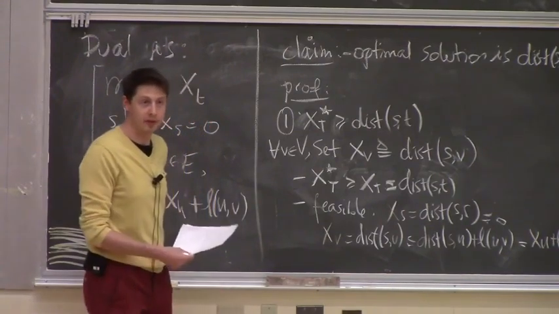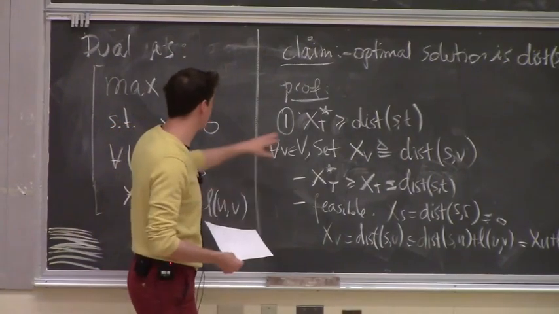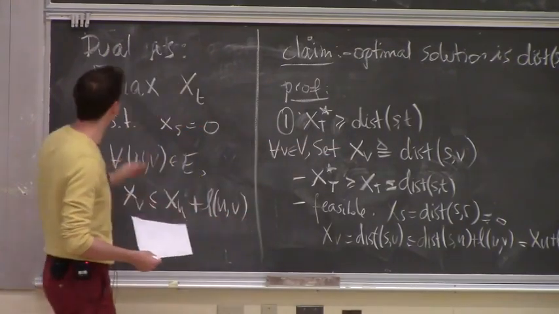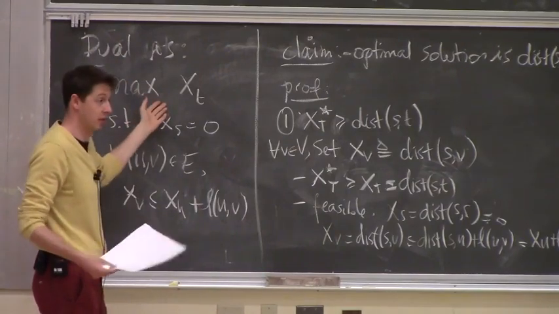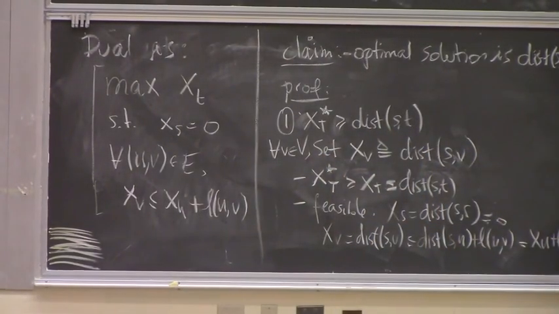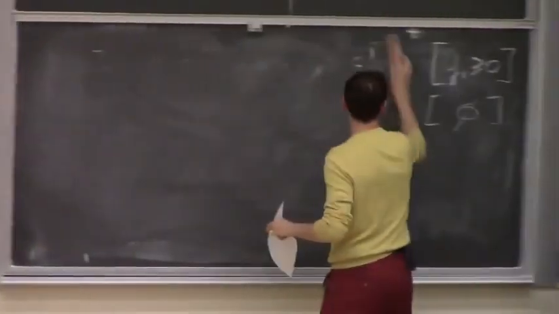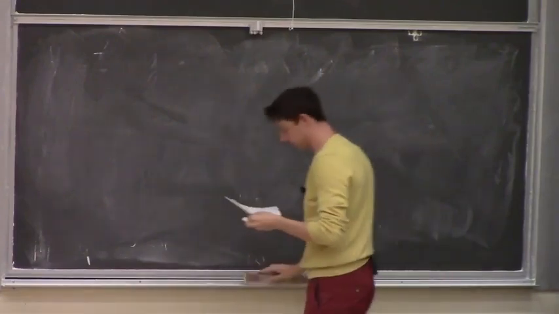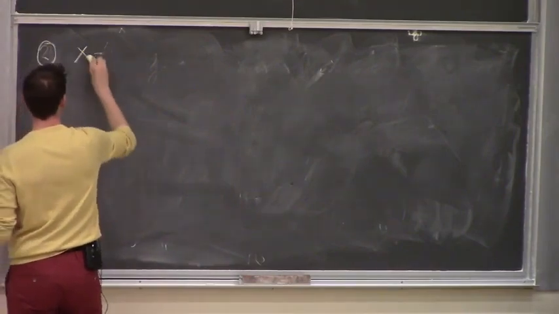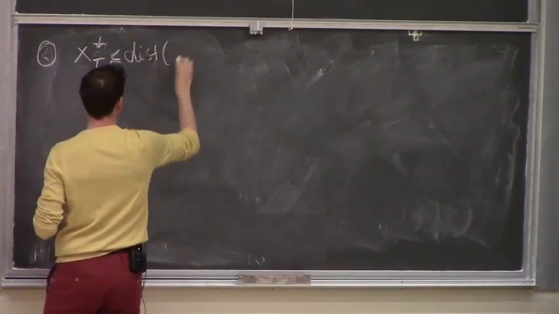All right. Now we have the other side. So let's prove that the optimum is actually no more than the distance from S to t. That would actually prove that what we're solving here is actually shortest paths. So in 2, we want to prove that xt star is actually no more than the distance from S to T.